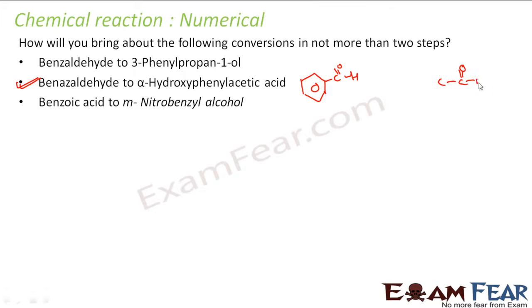This is my acetic acid. And then I have alpha hydroxy. At this alpha position, I have a hydroxy group, that is OH, and phenyl. This is my phenyl here. This is what I have to prepare from this.